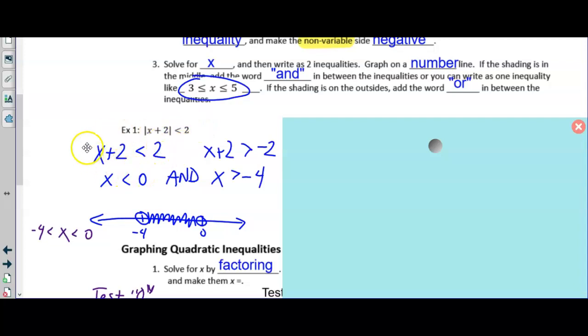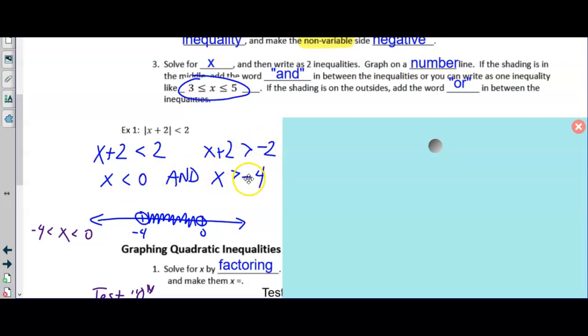So the first time I solve it, I go less than 2. The second time I solve it, I go greater than negative 2. So in practicality, the x plus 2 stayed the same, but the first time I solved it, everything stayed intact. The second time I solved it, the less than symbol turned to greater, and the 2 became negative. So we have to solve it two ways and get two answers. First answer comes out to less than 0. Second answer comes out to greater than negative 4.